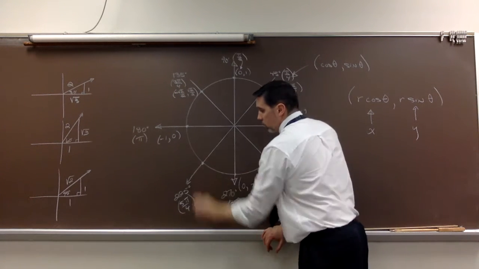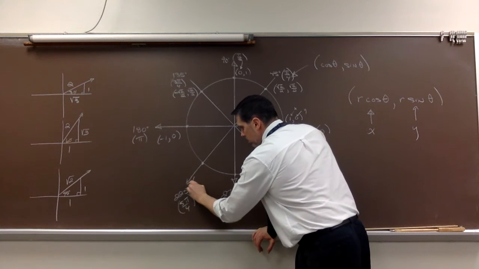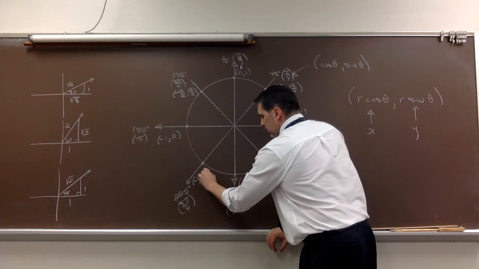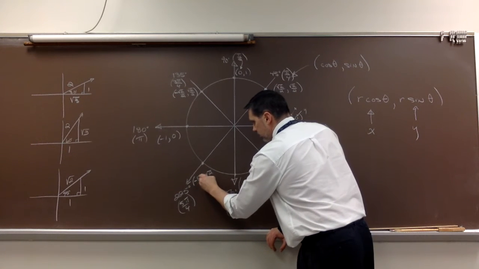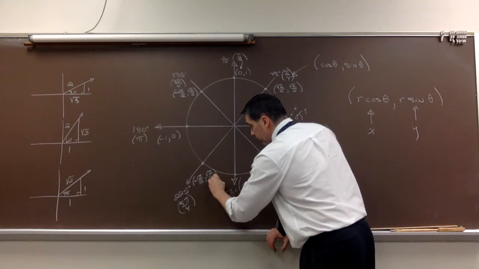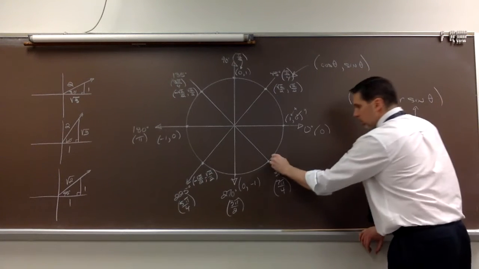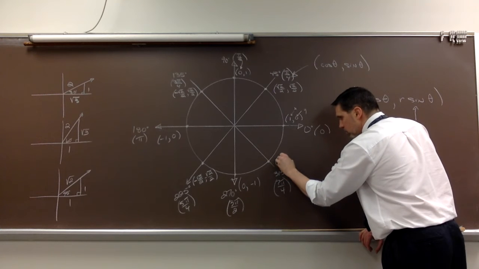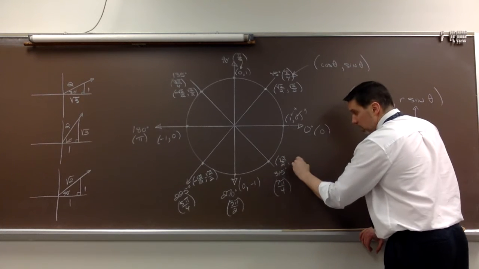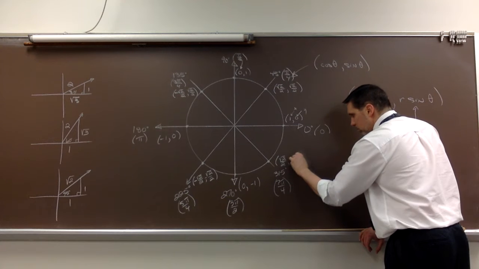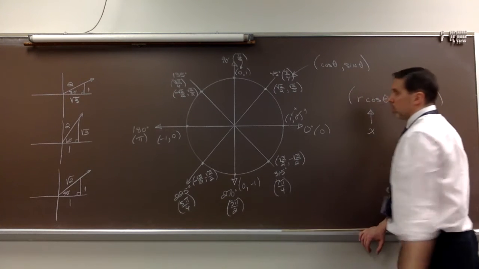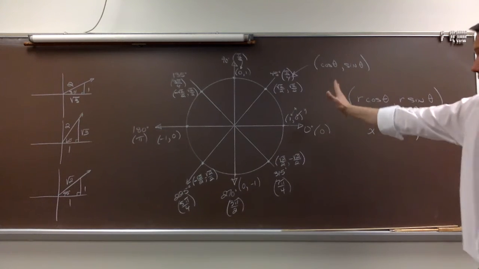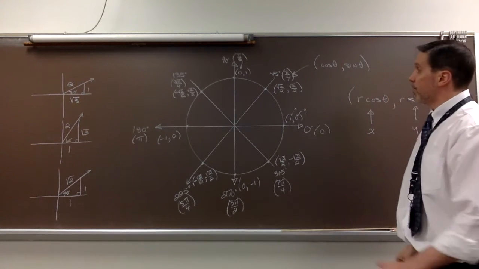Point down here, we're in quadrant 3, where both cosine and sine are negative. We'll try to make those both negative. In quadrant 4, only the cosine is positive, so we'll go with positive square root of 2 over 2 and negative square root of 2 over 2. So that takes care of the 45s and all angles that have a reference of 45.